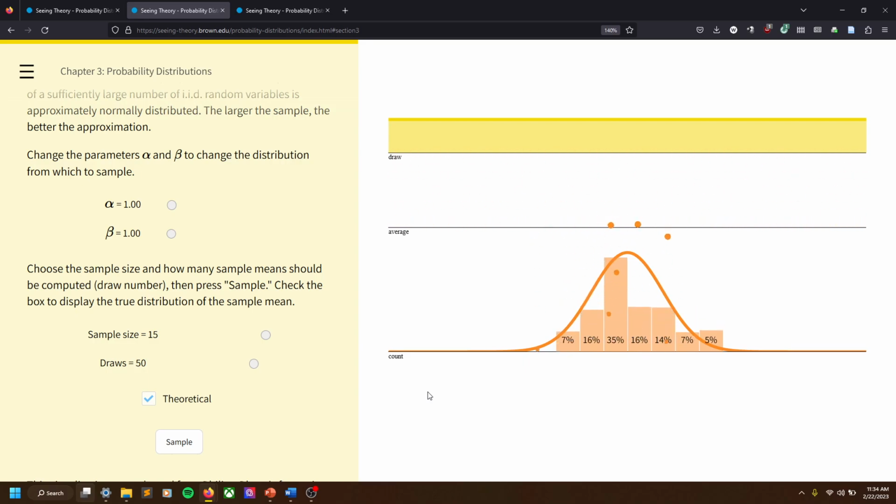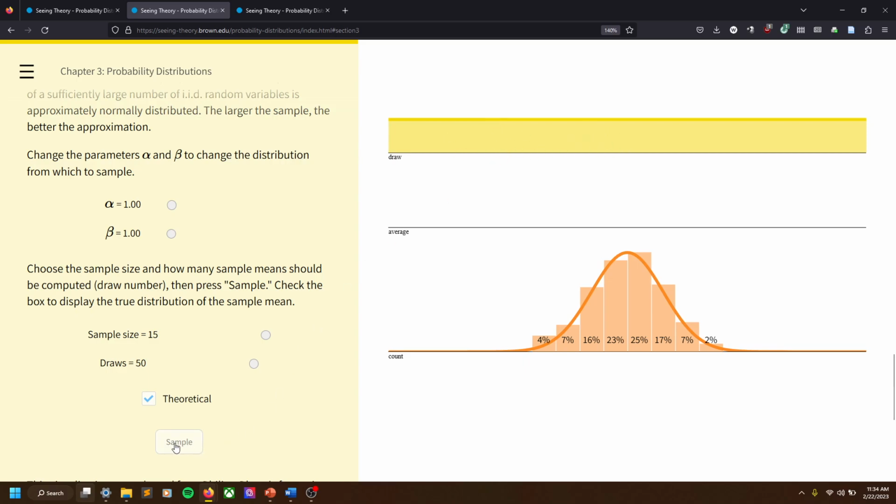Running a quick simulation here, we're seeing that we're developing a normal distribution. To explain this interface and what just happened, we'll go through this step by step. This here, like I said, is the population, and this yellow line and region represents what that population distribution looks like.